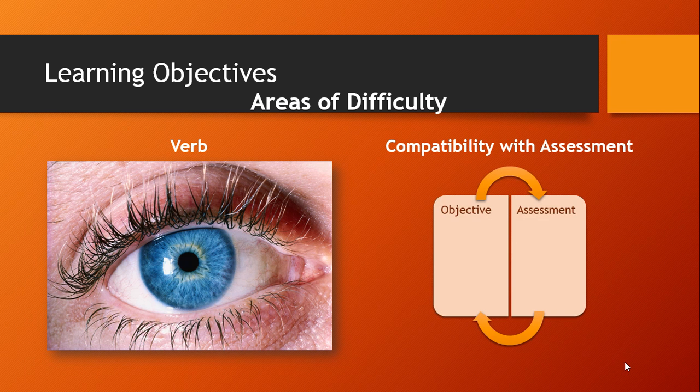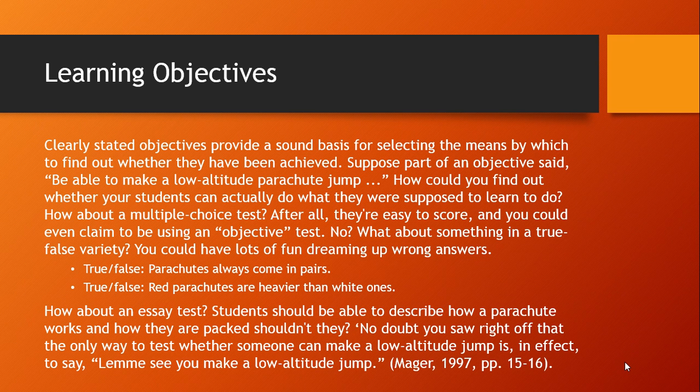The other issue or area of difficulty is compatibility between the objective and the assessment. There's a passage from Major's book that provides a good way to understand this piece. What you can do now is pause and read this and then continue on.